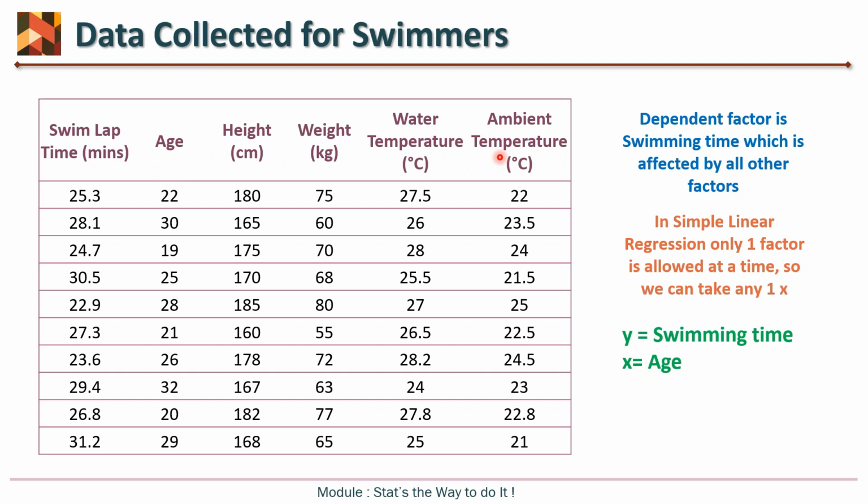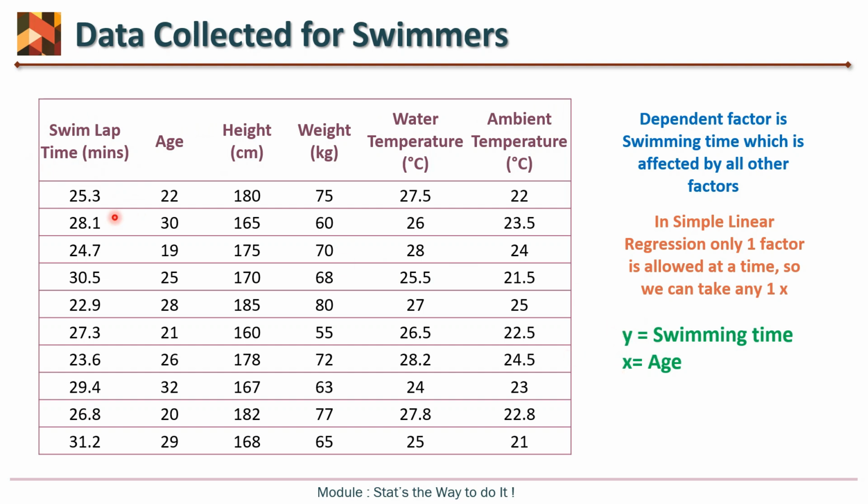As I already said, this lecture is about simple linear regression. So if I want to measure the relationship of swim lap time with any other factor, I can select only one factor at a time. So in simple linear regression, only one factor is allowed at a time. We can take any one factor. So we are selecting measure of betterness as swim lap time and we will denote it by y. So dependent variable is always y. Keep this in mind: x is always the independent variable and y is always the dependent variable.